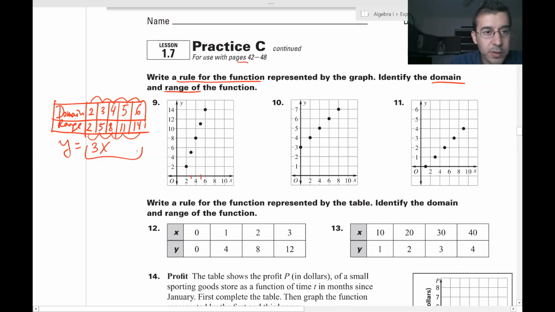And then we might have to do some adjustment, right? When x is 2, 3 times 2 is 6. To get 2, we have to subtract 4. So let's see if it works for the second one. When x is 3, 3 times 3 is 9, minus 4 is 5. Yes, it does. When x is 4, 3 times 4 is 12, minus 4 is 8. Yep. When x is 5, 3 times 5 is 15, minus 4 is 11. Yes. When x is 6, 3 times 6 is 18, minus 4 is 14. So yes, this is the function y equals 3x minus 4 for number 9.